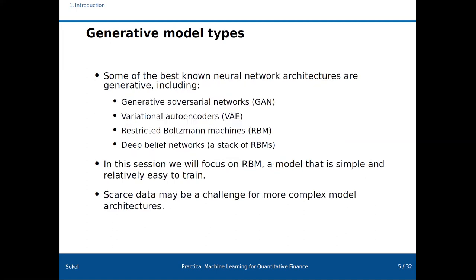Okay, so some of the best known neural network architectures are generative, including generative adversarial networks, which is the best way to do image recognition, variational autoencoders, restricted Boltzmann machines, which is what we will study today, and also something called deep belief networks, which are stacks of RBMs. So we'll focus on a single RBM, because it's easy to understand, it's easy to train, it's relatively fast. And also because scarce data, which we don't have a lot of here, may be a challenge for more complex model architectures.